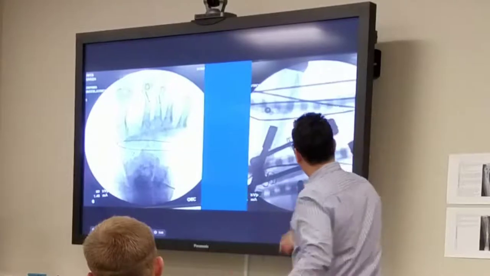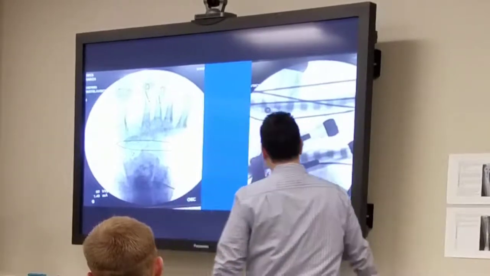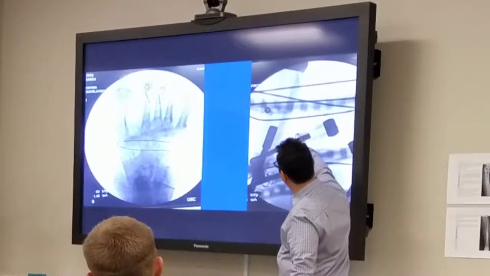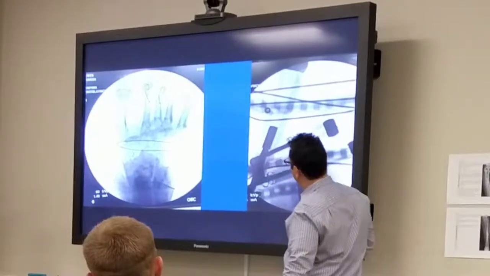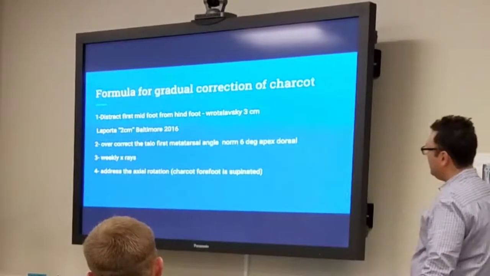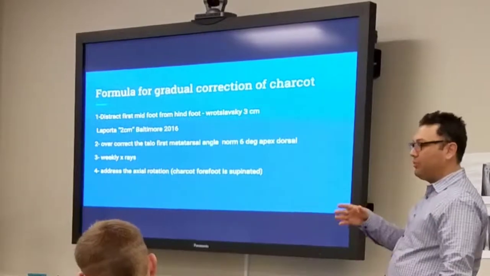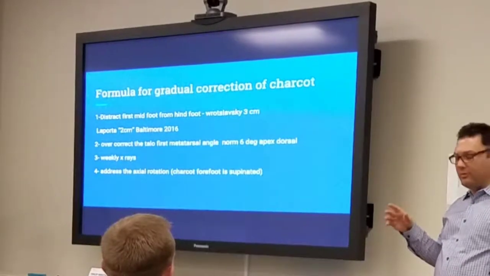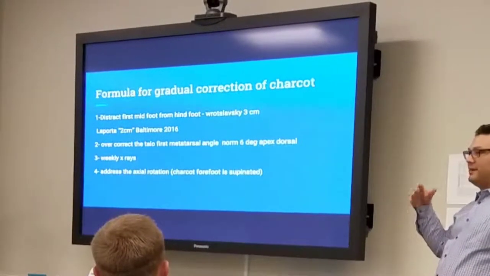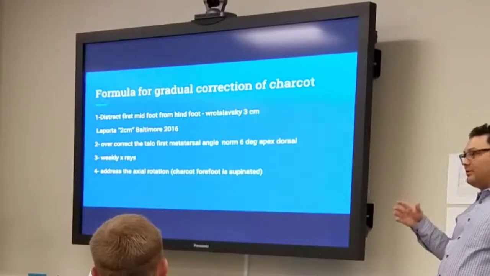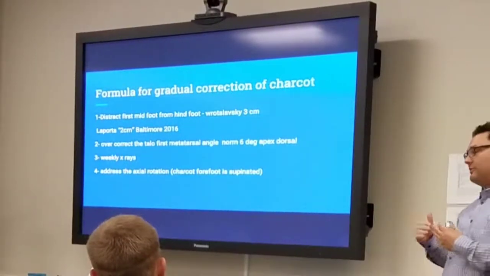This is the Gigli saw that's pulled through. Your osteotomy is right here, and your wires are really close to the osteotomy. So once again, really important: you're going to see a lot of times the program recommending a certain amount of distraction. You have to realize that you can't just correct these things without distracting the foot.